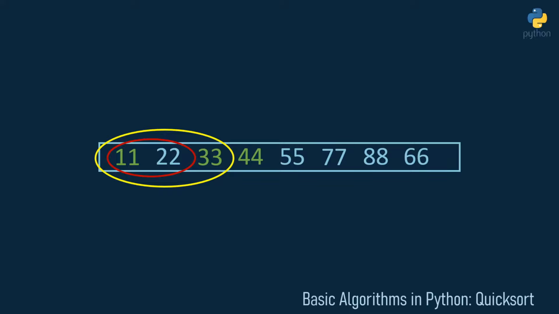Now, quicksort is called on the 22, and if quicksort is called on only one element, it will be automatically sorted. And as you can see, those recursive calls of quicksort sorted the left subarray left of the 44.